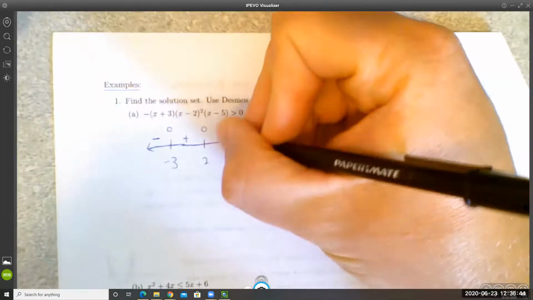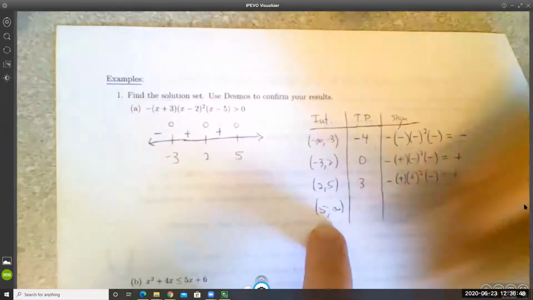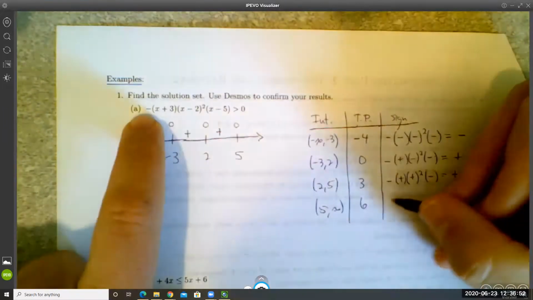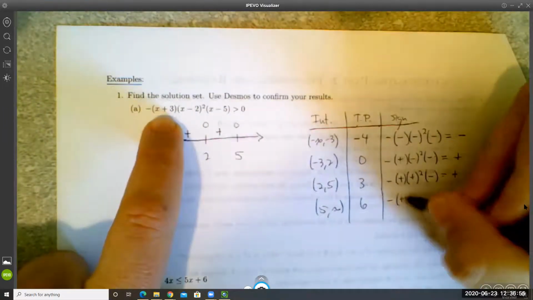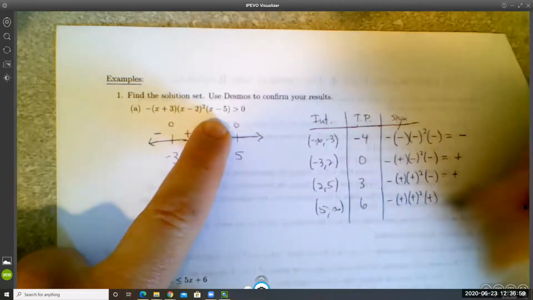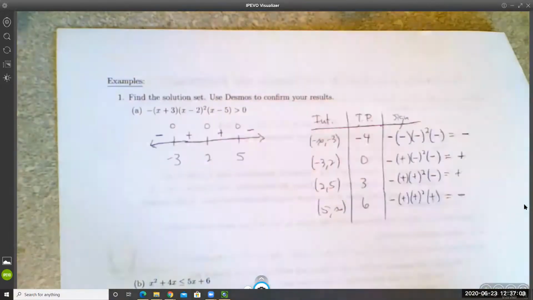So I'm positive in this region, positive in that region. Now finally, from 5 to infinity, I could choose something like 6. If I plug in 6, I have a negative, positive, positive squared and positive. So the overall sign is going to be negative in this region.